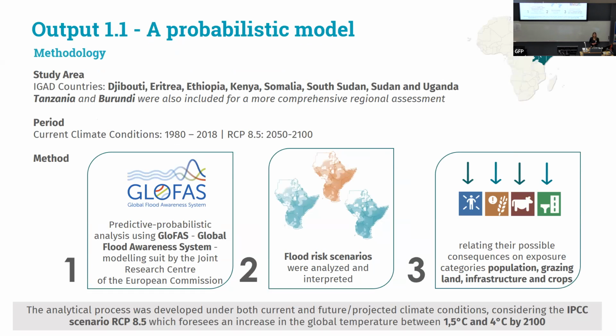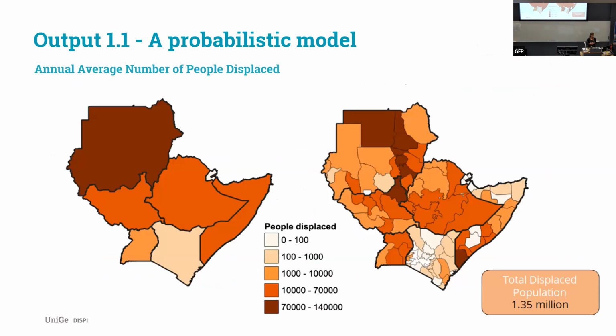We used GLOFAS in order to develop flood risk scenarios, and based on that, to evaluate possible consequences on population, grazing land, infrastructure, and crops, as I mentioned before. On that basis, again, we evaluated the annual average number of people displaced in the region, and using a GIS, we developed these maps showing the number of possibly displaced people in each of the countries of the IGAD region. The total number, which is 1.35 million, is compliant with the data set that IDMC shared with us. So we are quite happy about the result of this first part of the project.